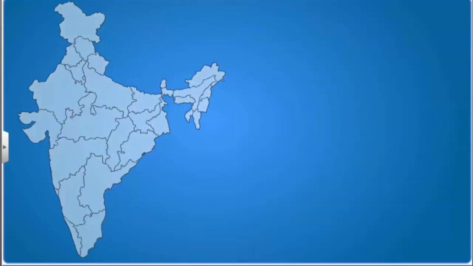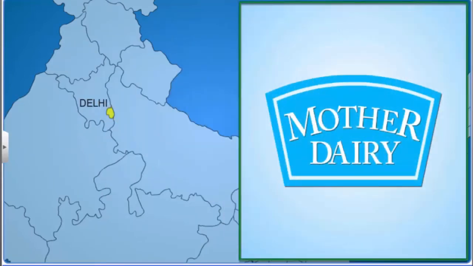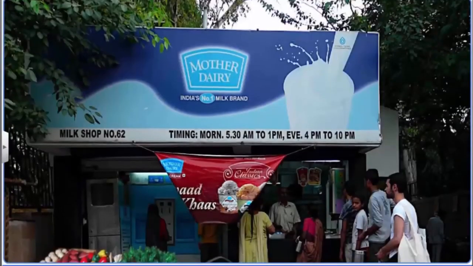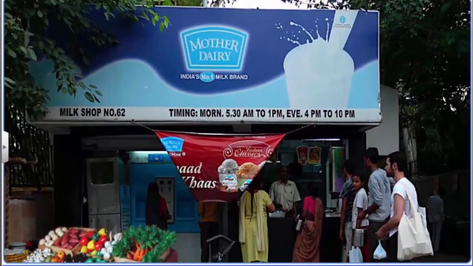If you visit New Delhi, you will find Mother Dairy booths in all parts of the city. Mother Dairy is a cooperative that sells milk and vegetables at fixed rates decided by the government of Delhi.